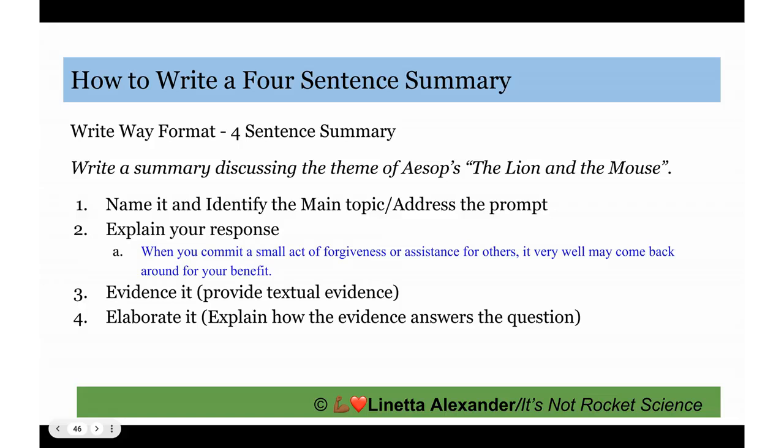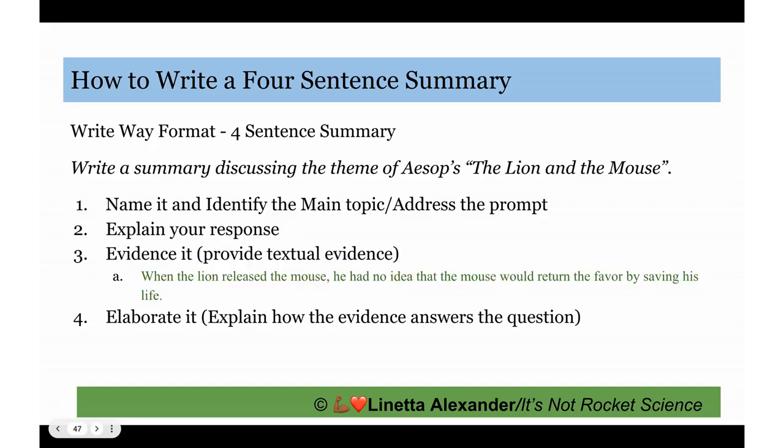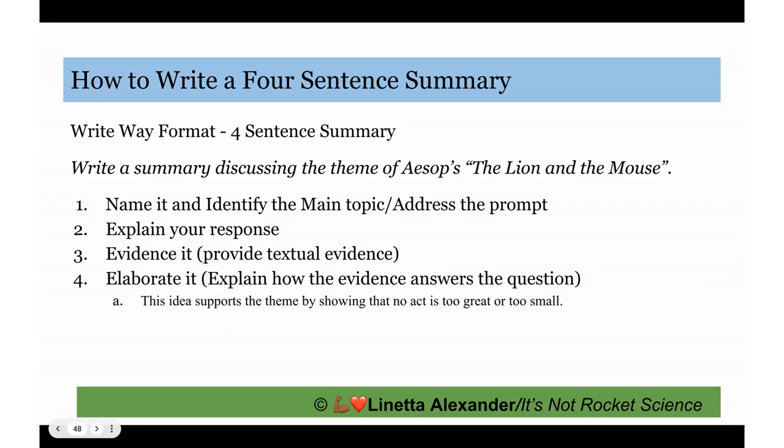When you commit a small act of forgiveness or assistance for others, it very well may come back around for your benefit. That's explaining the reciprocity of relationships. Now it's time to evidence it. When the lion released the mouse, he had no idea that the mouse would return the favor by saving his life. That's evidence that's from the fable. Now it's time to elaborate on that sentence. This idea supports the theme by showing that no act is too great or too small.